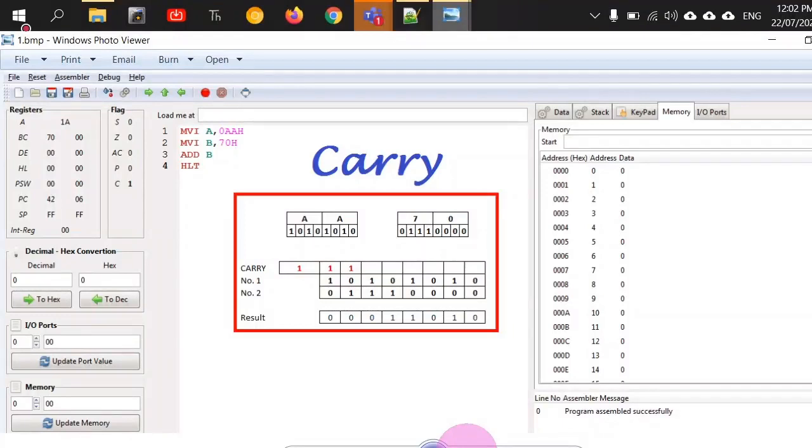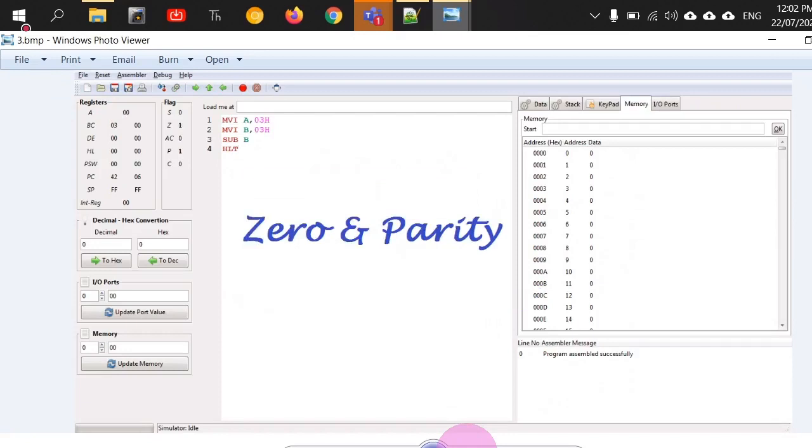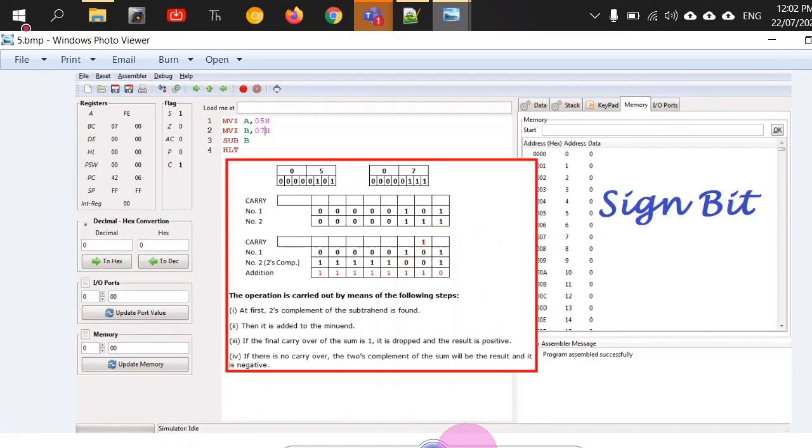So similar is the case for subtraction, and these two are not the only combination of commands which are used for addition. We will see one more command, SBI, similarly ADI, and what is their meaning? It will become clear when we will study the complete command set, right? So auxiliary carry, zero and parity is understood. Now this is very important, right?